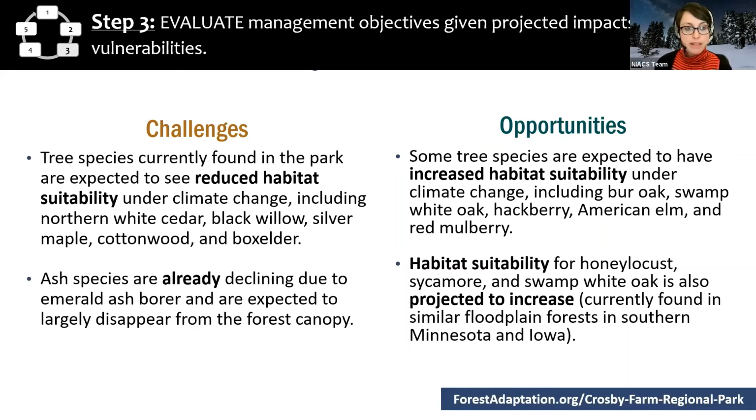Opportunities: they did find that some tree species that are present are expected to increase in habitat suitability. So there were already species there like bur oak, swamp white oak, hackberry, American elm, and red mulberry. And also the habitat suitability for honey locust, sycamore, and swamp white oak, which are species currently found in similar floodplain forests in southern Iowa and southern Minnesota, are projected to do well in those places as well.